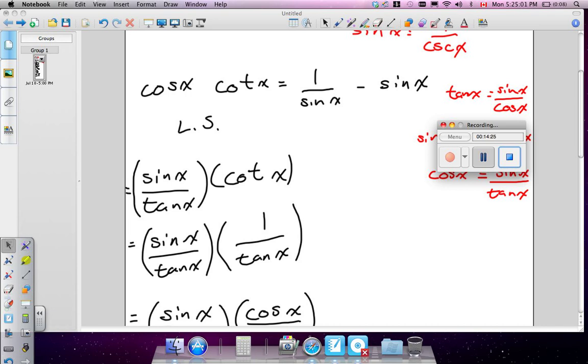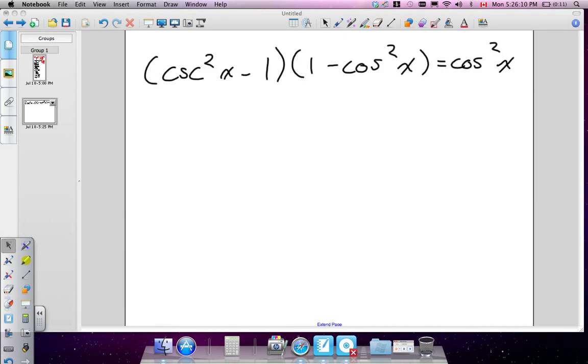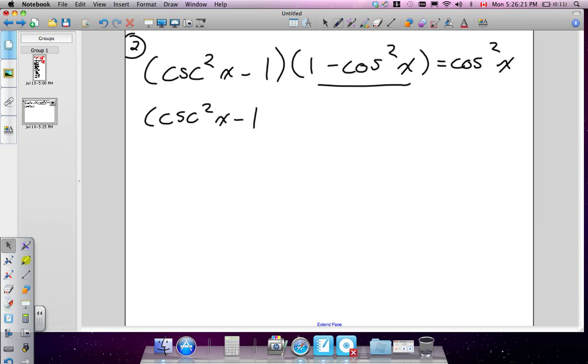Okay, so this is the second example. Let's see what we can do with this. We know that this here is the same as sine squared, right? So let's replace that with it. This is the same as sine squared x is equal to cos squared x.